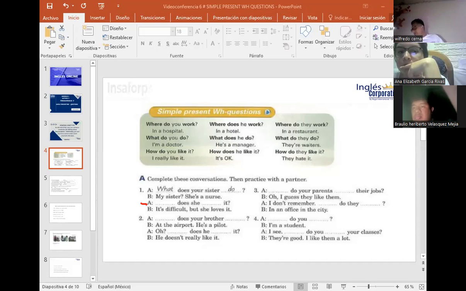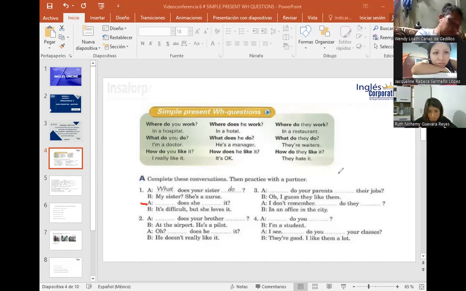Entonces sería how, ¿qué dicen ustedes? No sé si pueden bajar ahí el micrófono, se escuchó un feedback. Entonces sería, how do your parents like their jobs? Their jobs, right? So, how do your parents like their jobs? ¿Y cómo les gusta a tus padres sus trabajos? Es como, ¿les gusta a sus padres el trabajo? So you can see that. And look at the example.